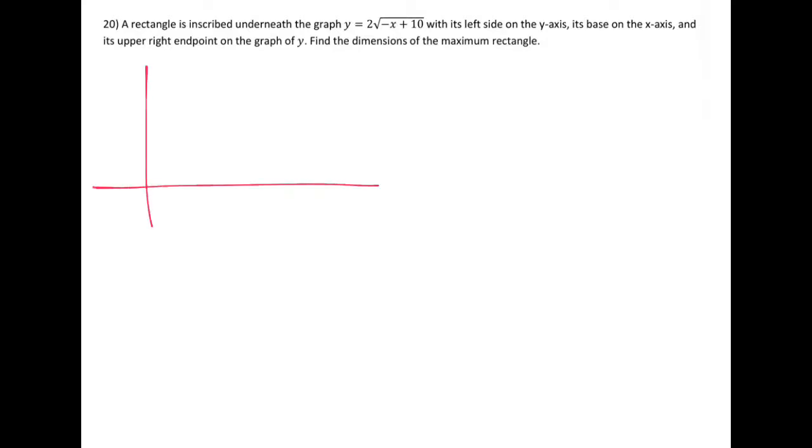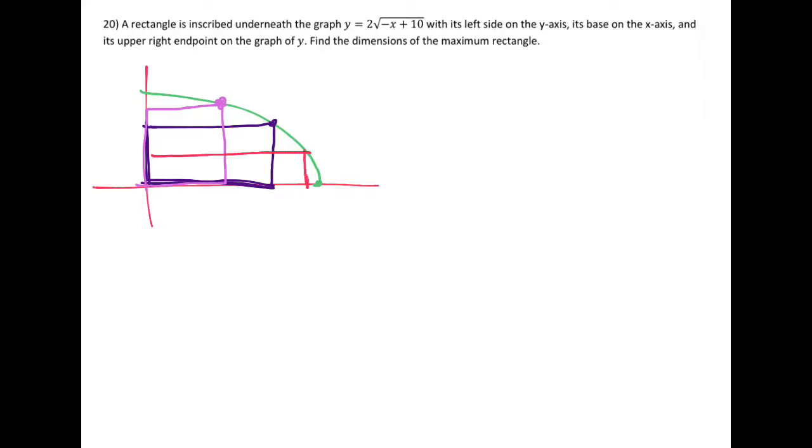So picture what this looks like. We have this graph, which is going to look something like that, and we have a rectangle underneath it, just like that, or something like that. We don't know the specifics of it. Maybe it looks like that, maybe it looks more like that. We don't know, but we know its upper right endpoint is on there. That's all we know, and we want to find the dimensions.